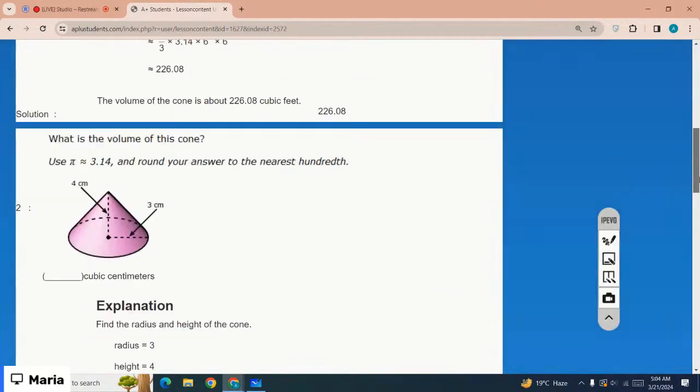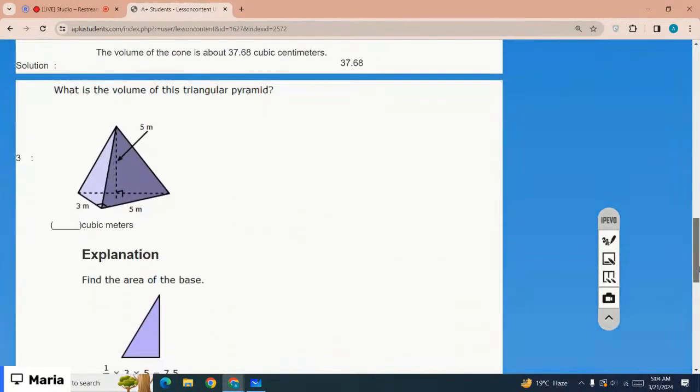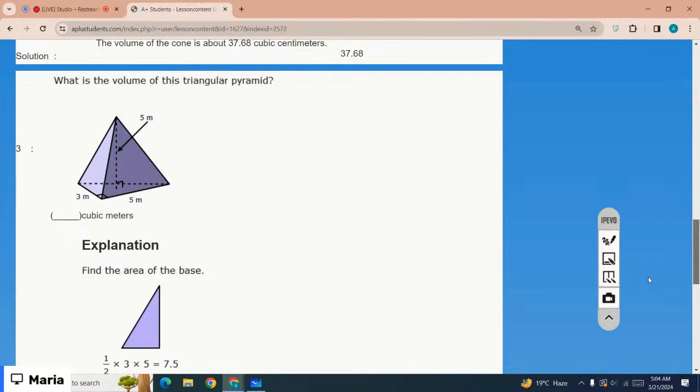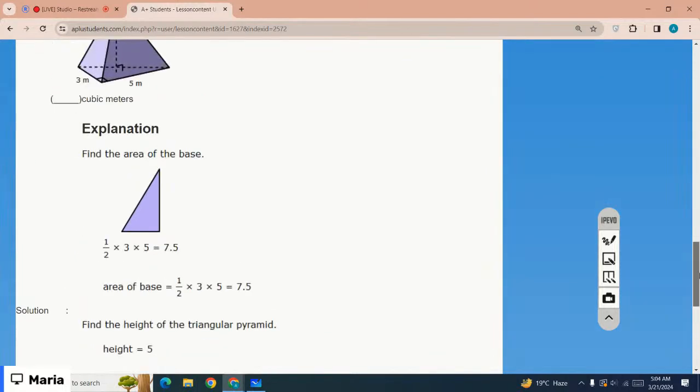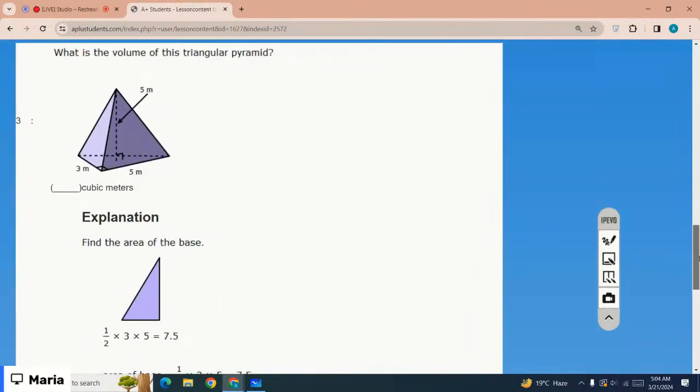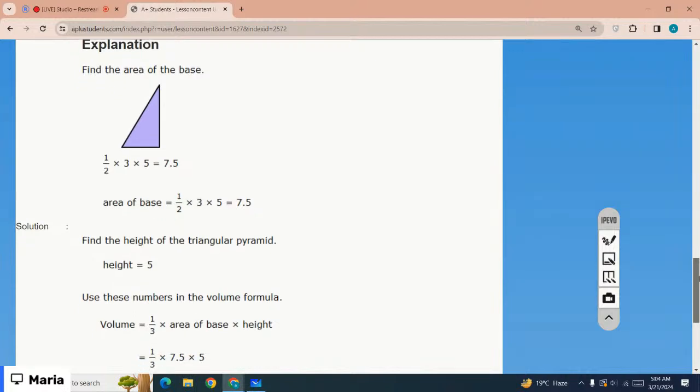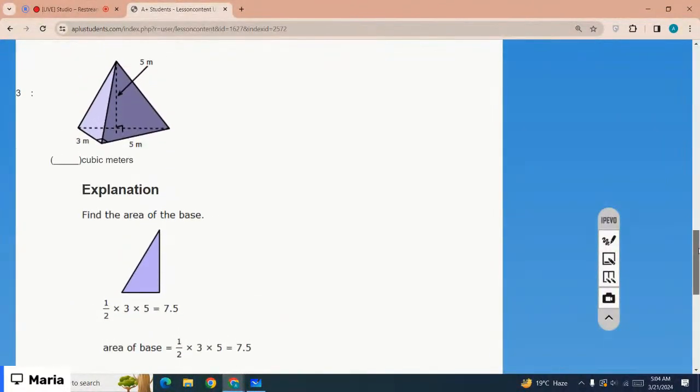The other one is the volume of a triangular pyramid. The triangular pyramid means the base of the pyramid is also a triangle, and you have four triangles here. You have to find the area of the base first. The height is 5 and the base is 3. The area of the base is half times base times height, so that is 7.5. Now the height of the triangular pyramid is 5.